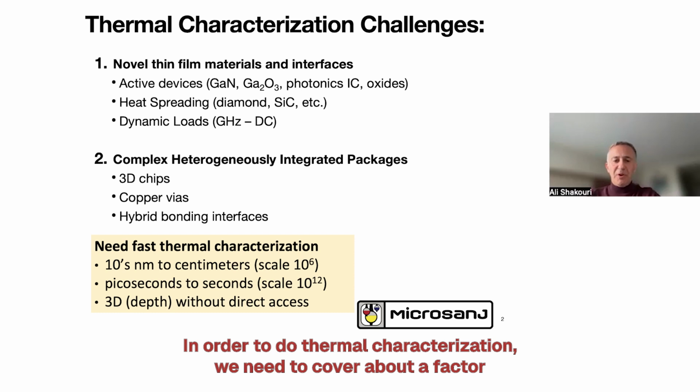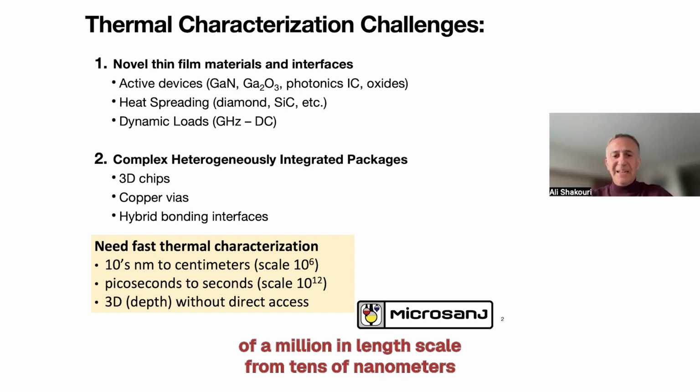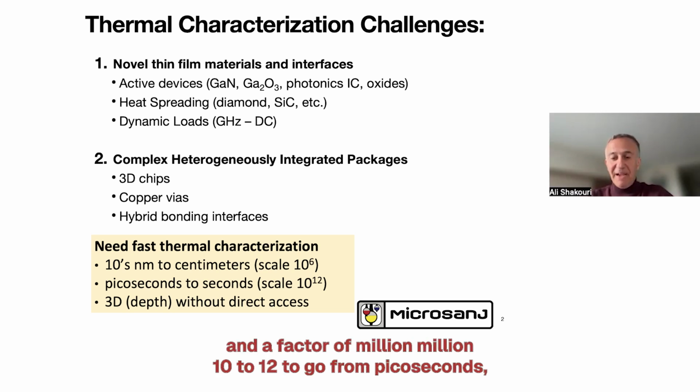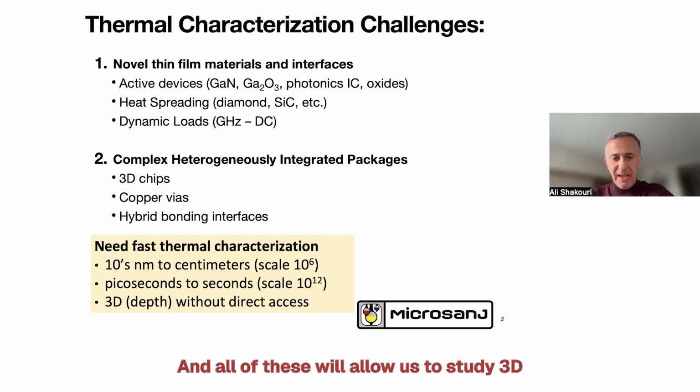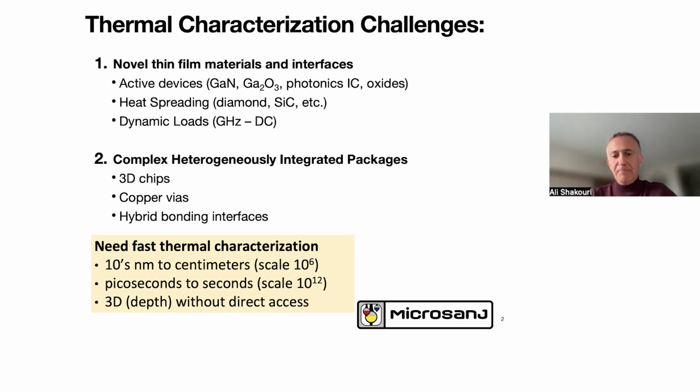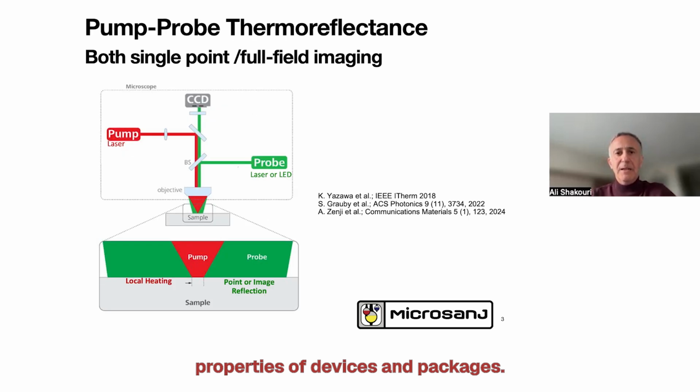In order to do thermal characterization, we need to cover about a factor of 1,000,000 in length scale, from tens of nanometers in the thinnest material to centimeters in the packages, and a factor of a million million, 10 to the 12, in time, to go from picoseconds, which is really heat transport at the smallest layer, to seconds, which happens inside packages. And all of this will allow us to study 3D properties of devices and packages.